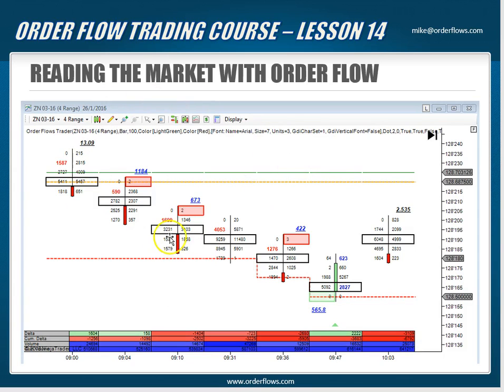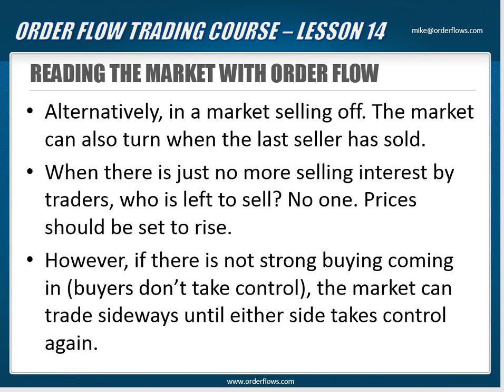For example, here's a 10-year chart. We're going down, making new lows. This red line here is the lows. You hit the bottom. Right here, you have a divergence, you have a ratio. I talk about the ratios, the small prints, the single prints, and you're seeing a shift in the market, in the control of the market. Earlier sellers were in control. Now all of a sudden you see buyers take control. So alternatively, in a market selling off, the market can turn when the last seller has sold.